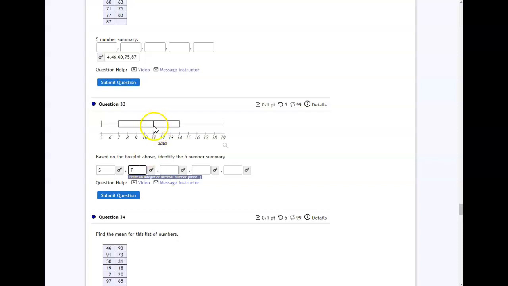The line between the two boxes, this is really like one box and then another box. It's not one long box, it's 2 boxes. That separation is your median or your Q2. The end of that box is your Q3, and then the end of that is your maximum, which would be 19. So all that information comes off of that box plot. Just make sure you put it in order.